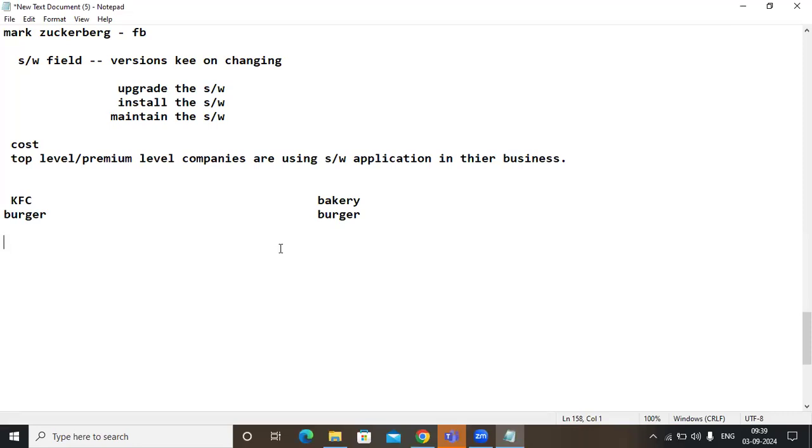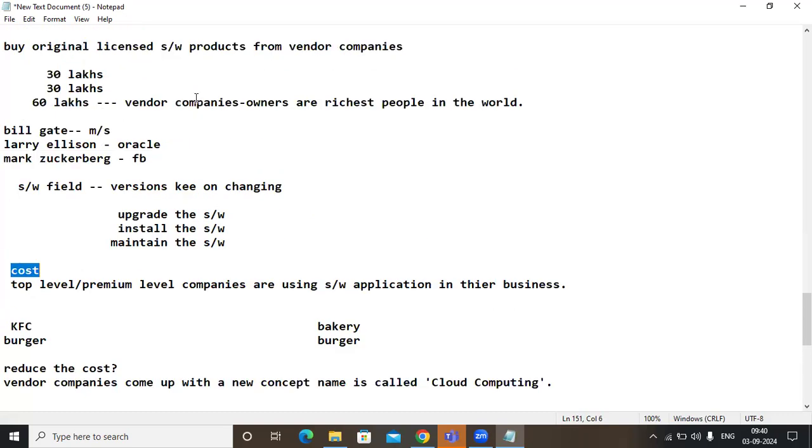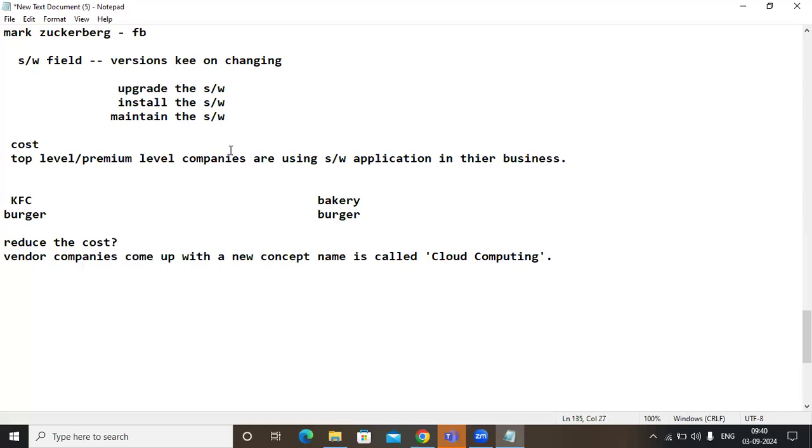But how to reduce the cost? That is why vendor companies come up with a new concept. The name is called, come on, what is this? Cloud. Understand, all of you? The purpose of coming to cloud computing technology is to reduce the cost so that software applications can be used by every person in their life. That is the main goal of cloud computing. Point clear?